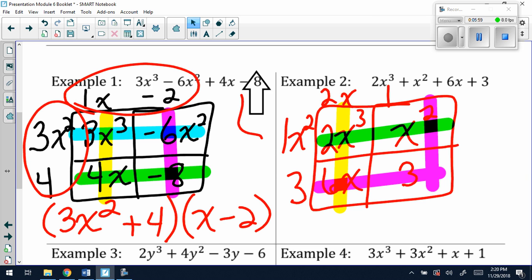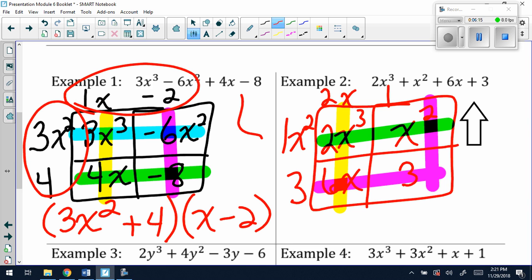I'm going to do a quick multiply to check. 1x squared times 2x is 2x cubed. 3 times 2x is 6x. 1x squared times 1 is 1x squared. 3 times 1 is 3. So my answer, again, it doesn't matter which one you put first. 1x squared plus 3. I'm just going to write x squared plus 3. And then 2x plus 1.